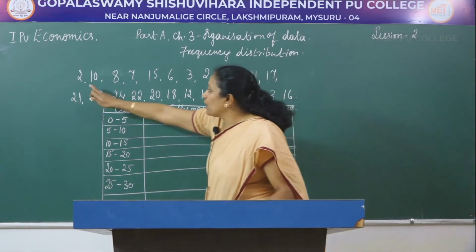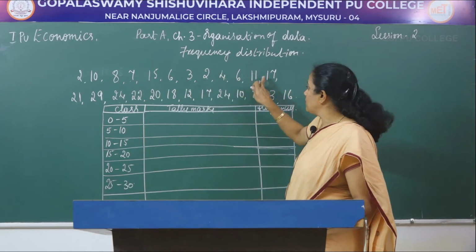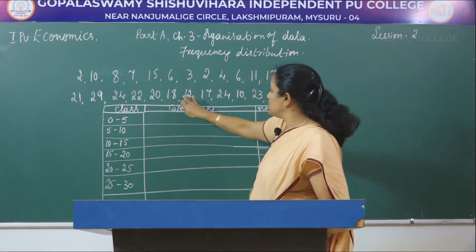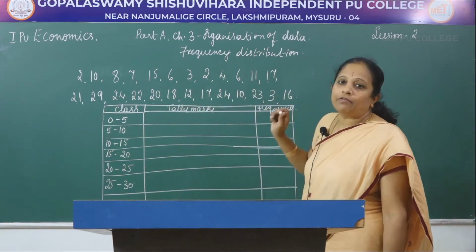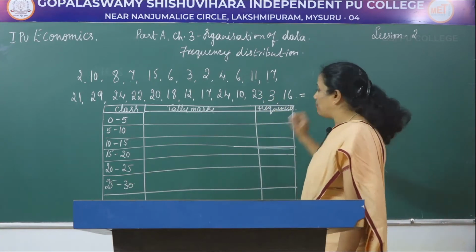If you count, you have 1, 2, 3, 4, 5, 6, 7, 8, 9, 10, 11, 12, 13, 14, 15, 16, 17, 18, 19, 20, 21, 22, 23, 24, 25. So, totally there are 25 numbers.